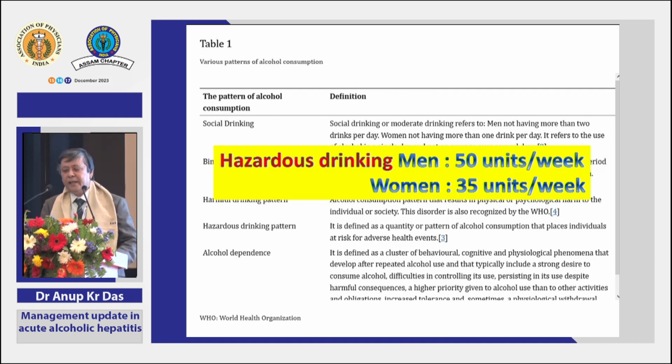Hazardous drinking in men is defined as 50 units per week, and for women, 35 units per week. 1 unit is approximately equal to 8 grams of alcohol, and different types of alcohol contain different amounts of alcohol.